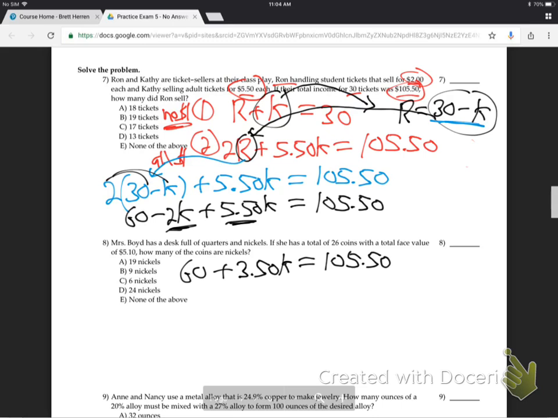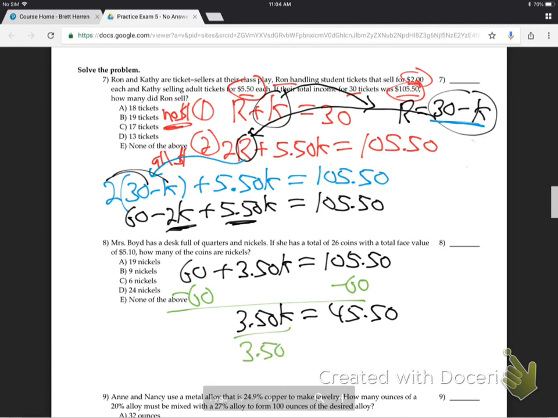Now, I'm trying to subtract the 60 from both sides. So 350k is, what's that, 4550. Like that. Last step to get the k alone: divide by 350. K is, I don't know, is that 15? 13, thank you. K is 13. Kathy sold 13 tickets, that means.